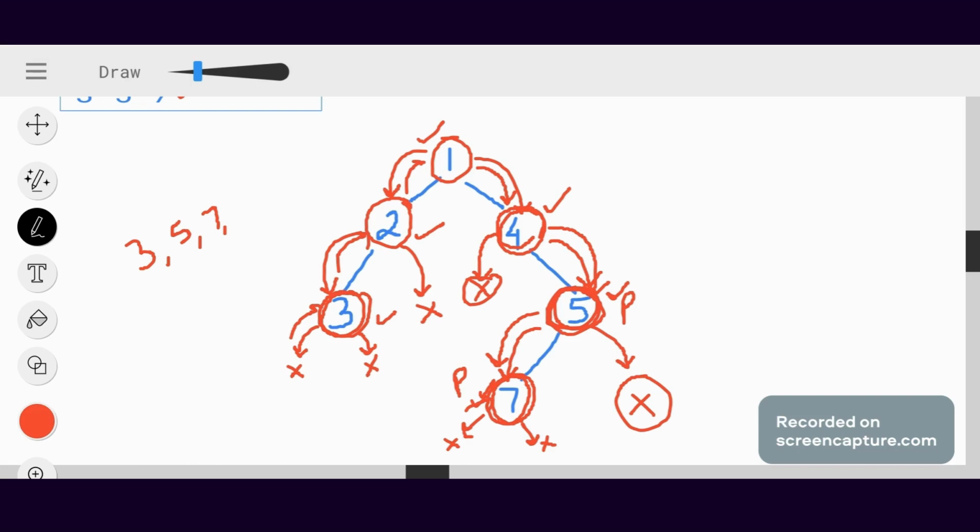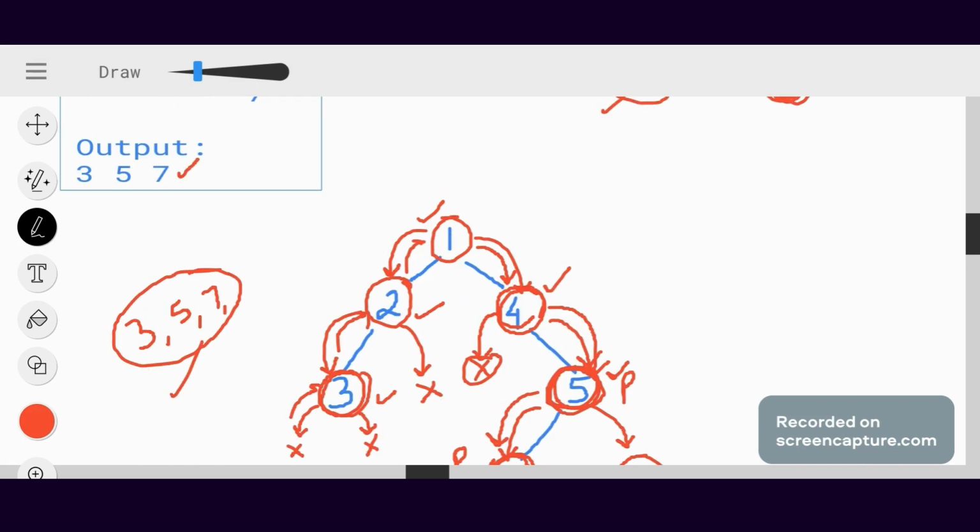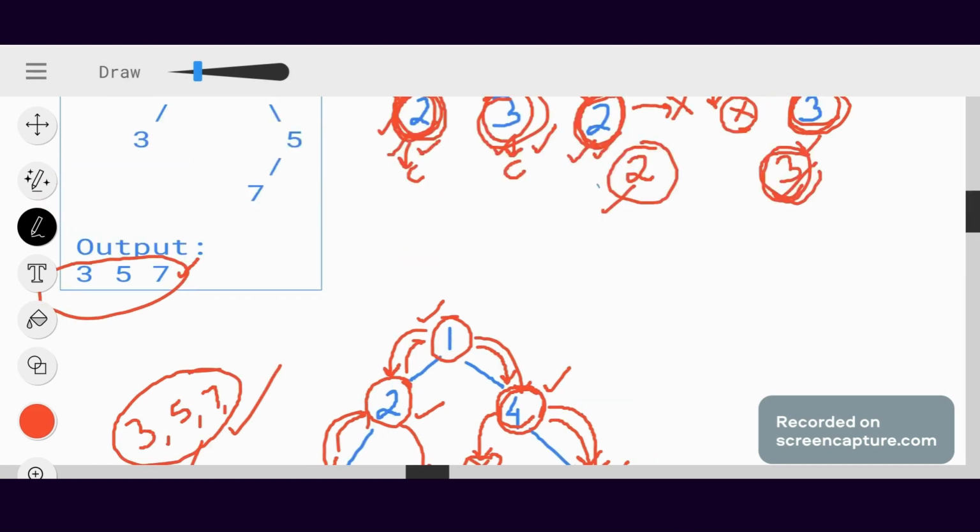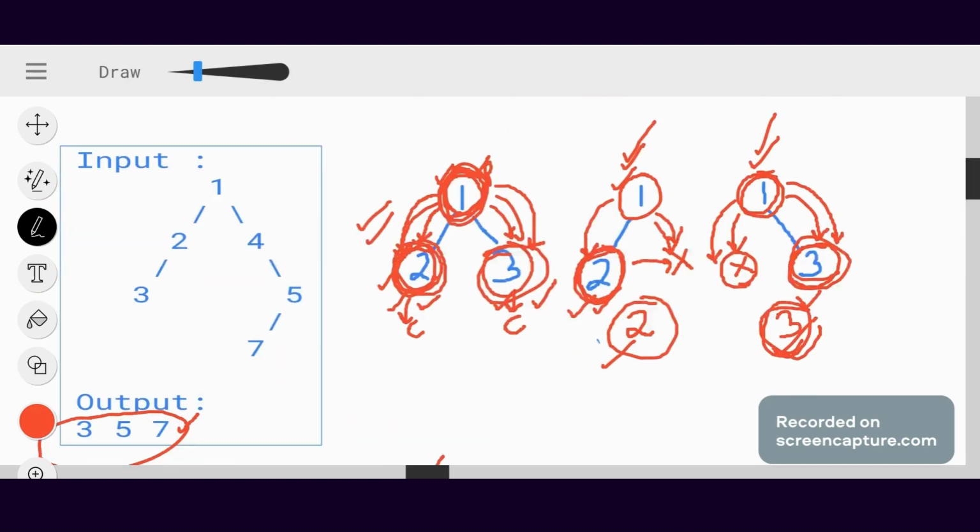And at last, what will we return? We will return this as our output. Let's see whether it's matching or not. Yes, it is matching correctly. We are getting our output as 357, and here also we are getting our output as 357. Now let's see how to implement the code.